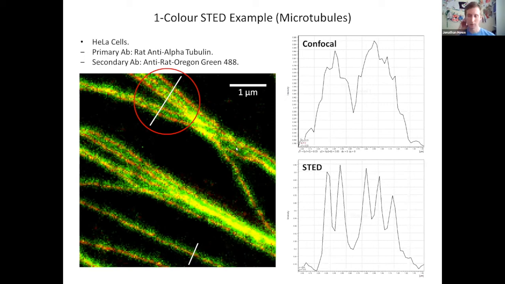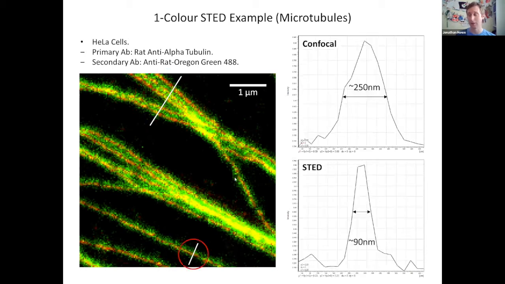One useful thing to do when performing any microscopy is to try and estimate your resolution, is to calculate the full width half max, as we described earlier. So if we take a single microtubule and draw a line profile perpendicular to the direction of the microtubule, then we can estimate the resolution. So if we do this on this microtubule down here, for the confocal, we get a value of 250 nanometers, which is to be expected for this wavelength of light. Whereas in the STED, it's down at 90 nanometers.